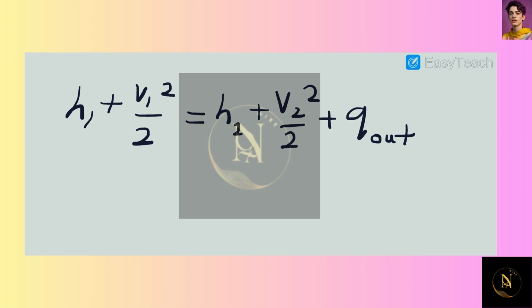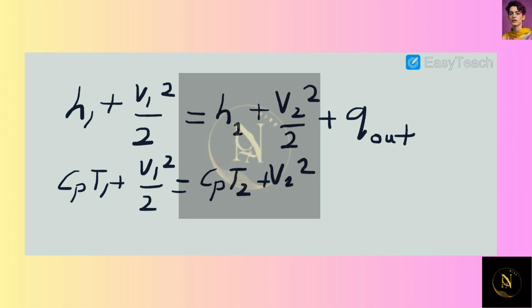And we can rewrite enthalpy in terms of the constant pressure specific heat capacity and temperature. So we can see that H1 is equal to Cp T1, and V1 squared over 2 is equal to Cp T2 plus V2 squared over 2 plus Q out.